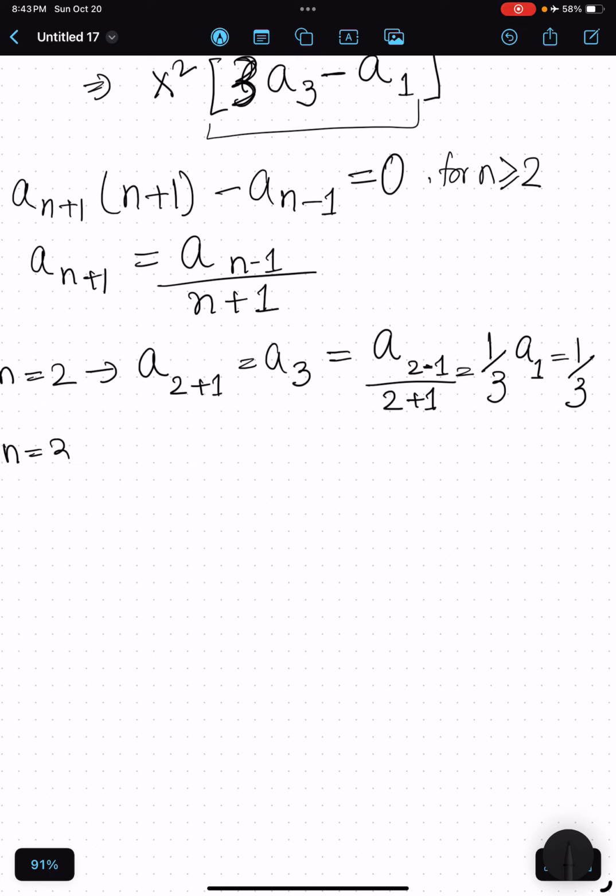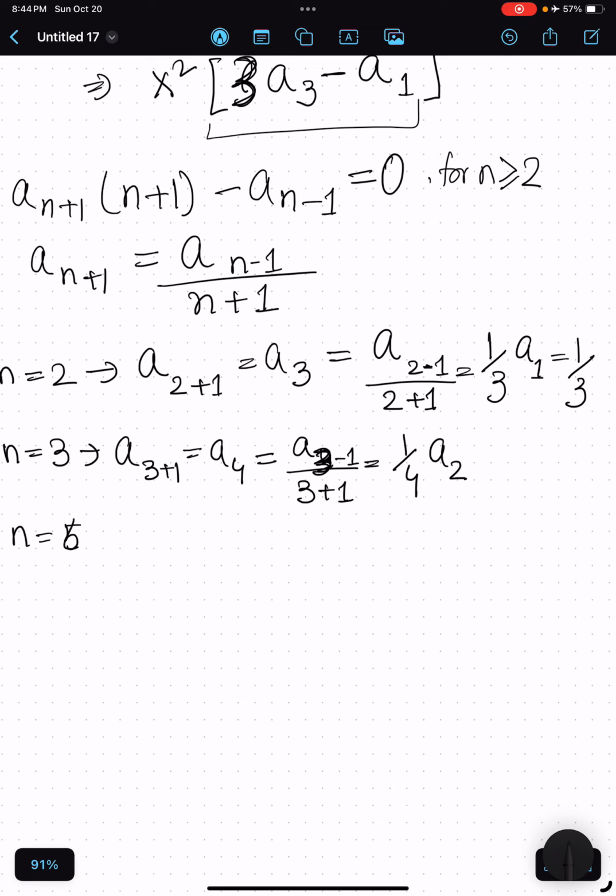Let's do n equal to 3. So I have a sub 3 plus 1 equals a sub 4. A sub 4 equals a sub 3 minus 1 divided by 3 plus 1, which is 1 by 4 a sub 2. Again, n is equal to 4.